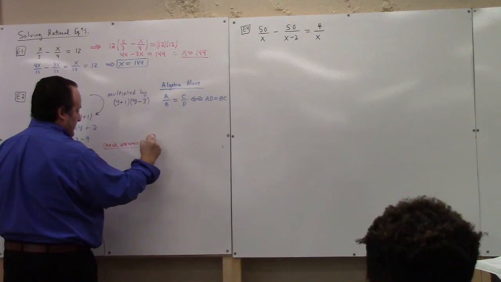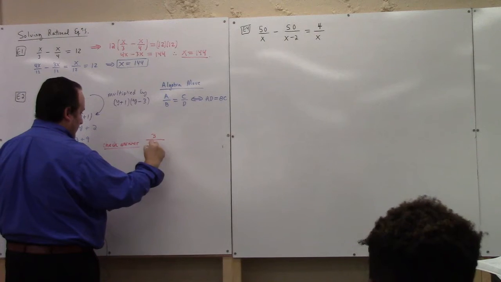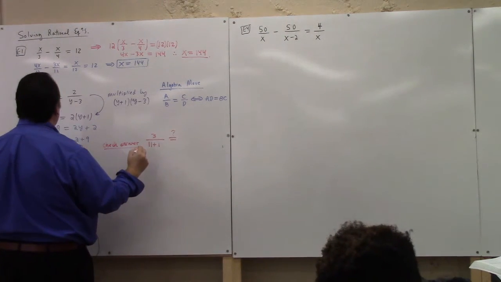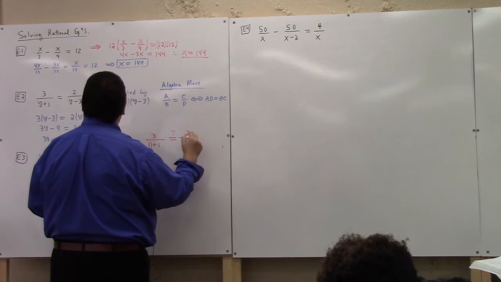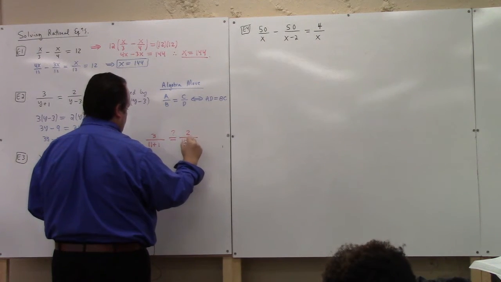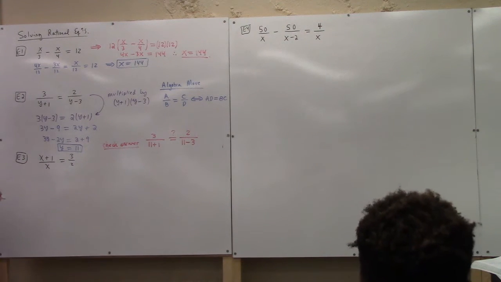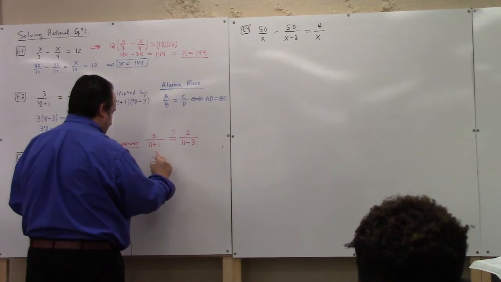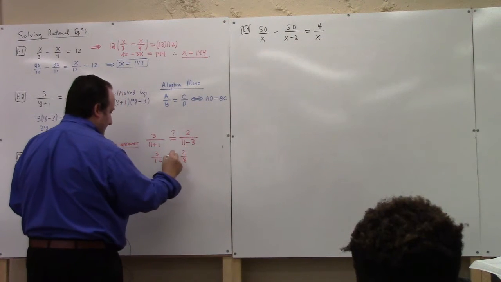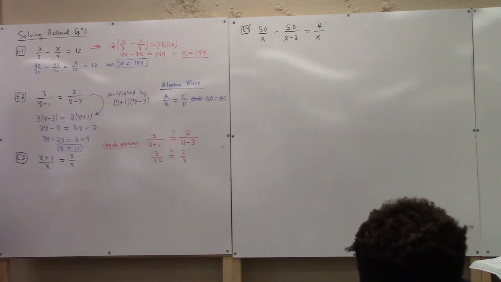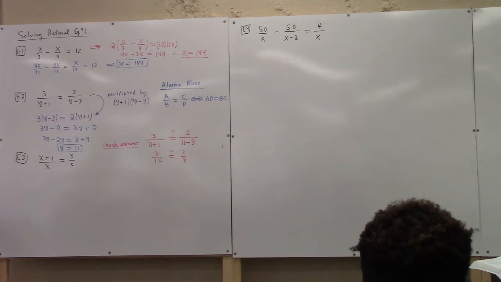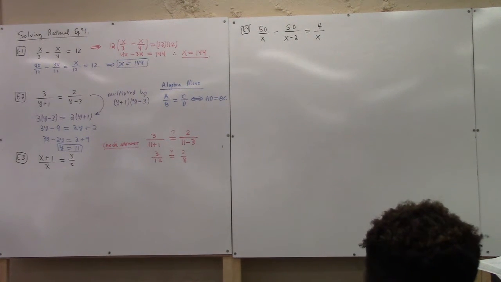We need to check: is 3 over 11 plus 1 equal to 2 over 11 minus 3? So what do we got here? We got 3 over 12, right? Is 3 over 12 equal to 2 over 8? Sure is, right? Those are both a quarter. So that shows us that 11 is in fact a solution. The algebra steps we did lead us to a correct result.